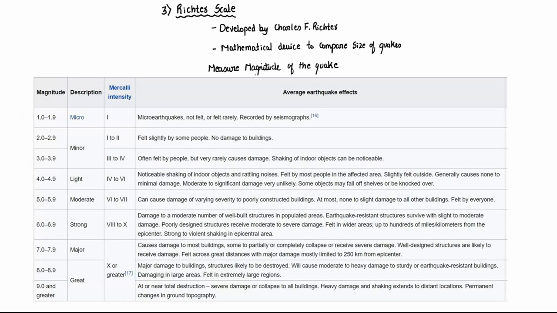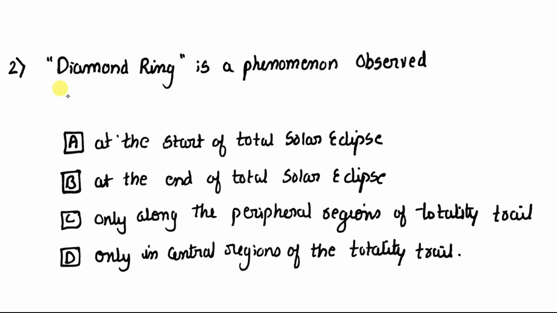So what is used to measure earthquakes? That is the Richter scale. Second question: diamond ring is a phenomenon observed when? A. At the start of a total solar eclipse. B. At the end of a total solar eclipse. C. Only along the peripheral regions of the totality trail. Or D. Only in the central regions of the totality trail. And the diamond ring is observed at the end of a total solar eclipse.